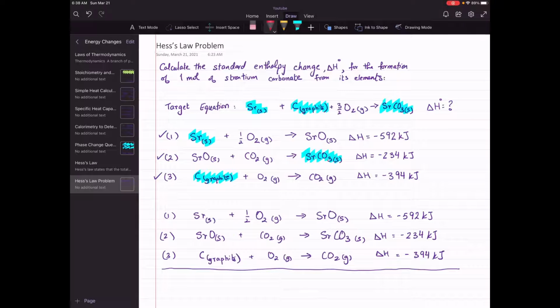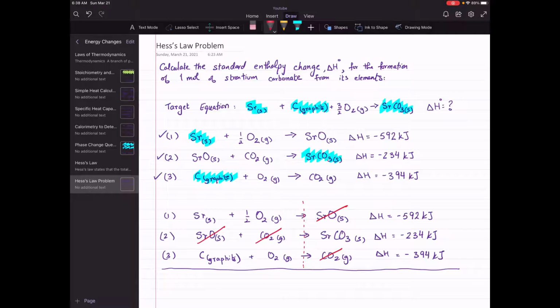This, in a sense, is our dividing line. That's where the arrows are. Left-hand side are the reactants, right-hand side are the products. Anything that is common: I see strontium oxide here and here, so that's gone. I see carbon dioxide, CO2, here and here, so that's gone as well.